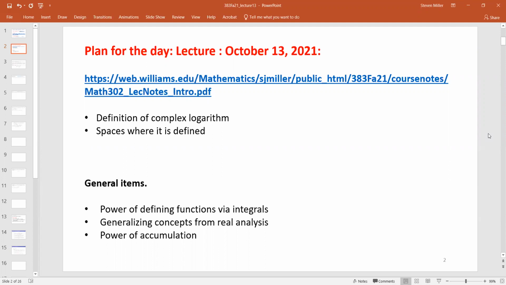As always, we're going to try to generalize concepts from real analysis. The question will be, when are things similar to our intuition from real analysis, and when are they completely different? I could spend, I think, the entire class today just reviewing results we've already proven that are so different from anything we've seen in real analysis. And then we might get a little bit of a chance to see the power of accumulation.